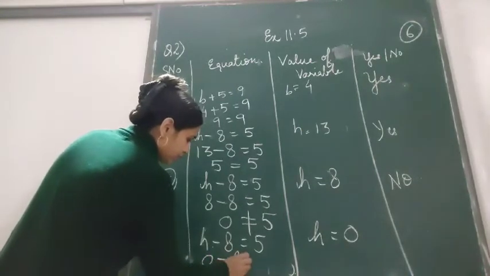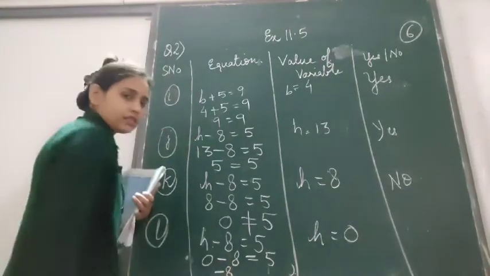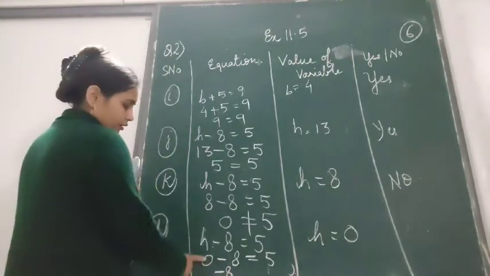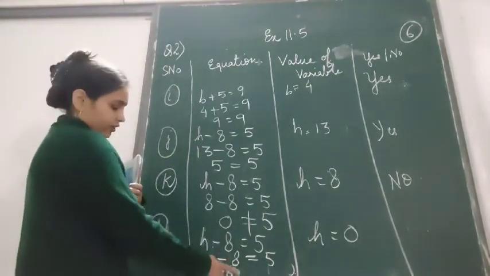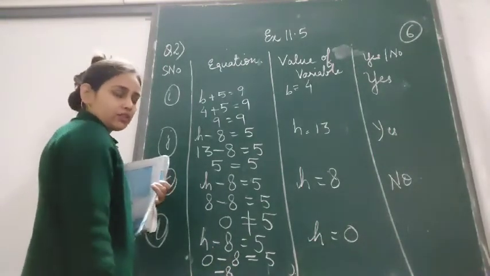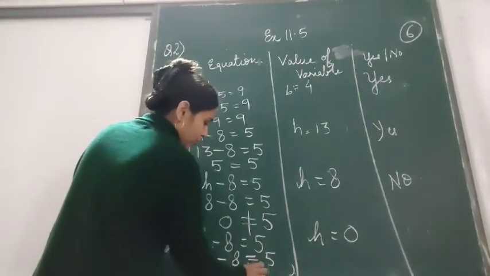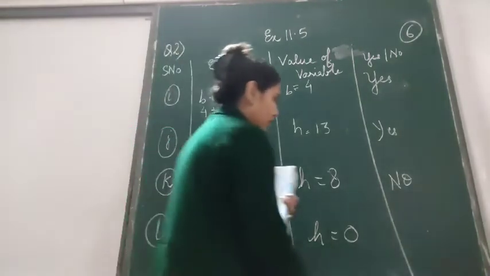0 minus 8 is equal to 5? 0 minus 8 is minus 8 only. Yes, because we subtract and we write the sign of the bigger number. The bigger number from 0 and 8 is 8 and it has a negative sign. So minus 8, which is not equal to 5. So the answer is no.